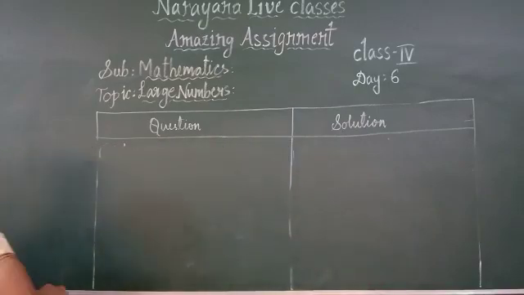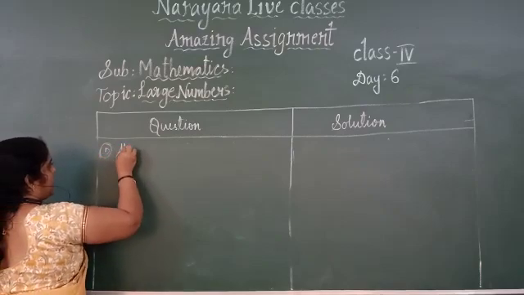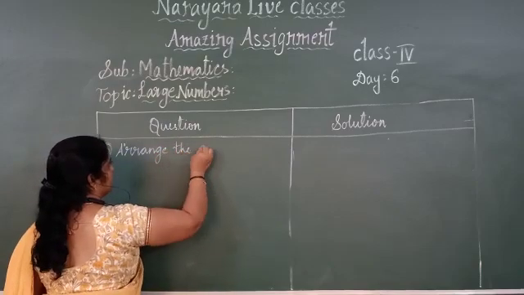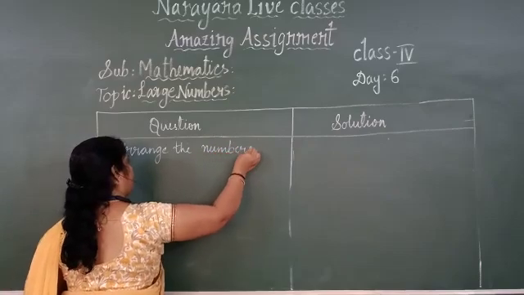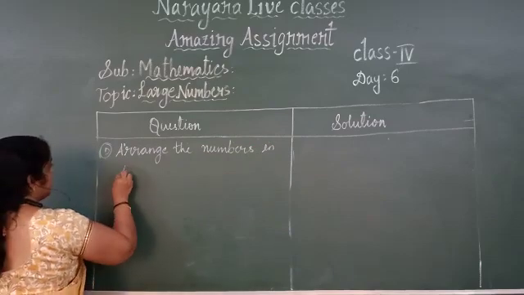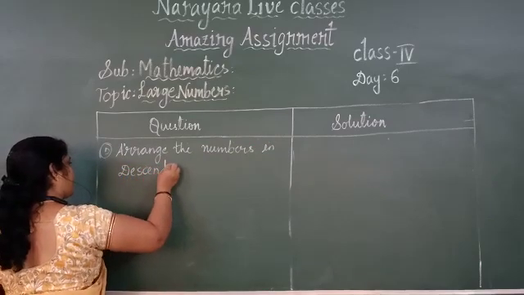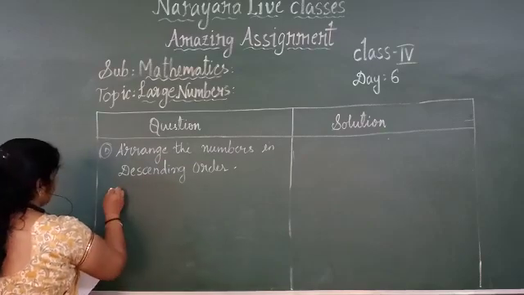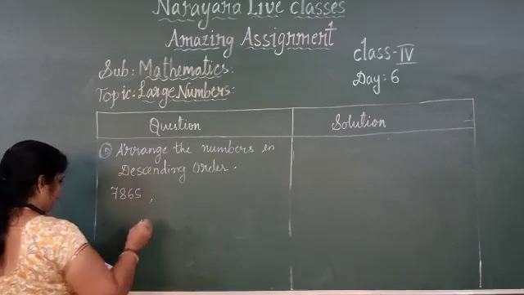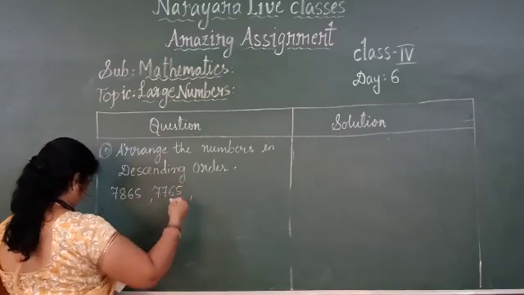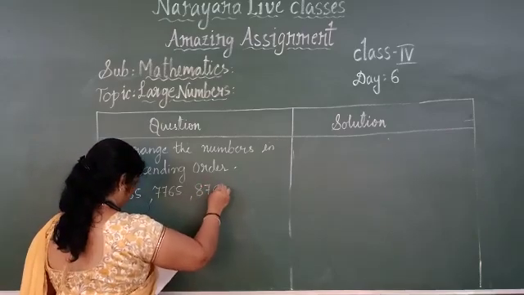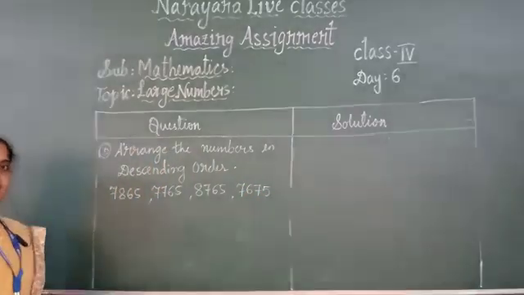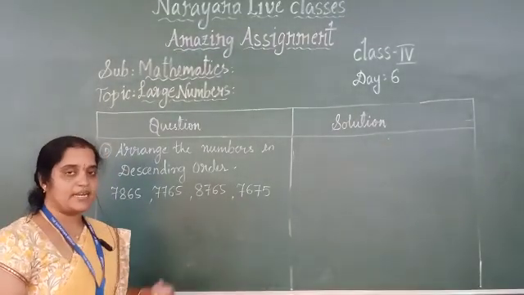So, what is the next question? Fifth question. Arrange the numbers in descending order. The numbers are 7,865, 7,765, 8,765, 7,675. These are the numbers they have given, and they are asking us to arrange in the descending order.